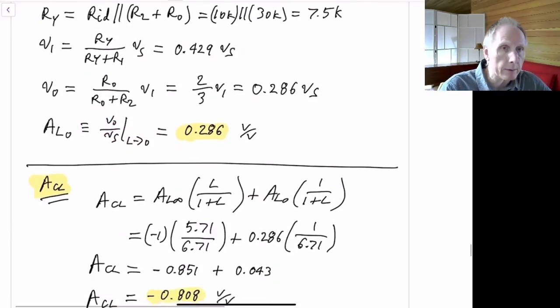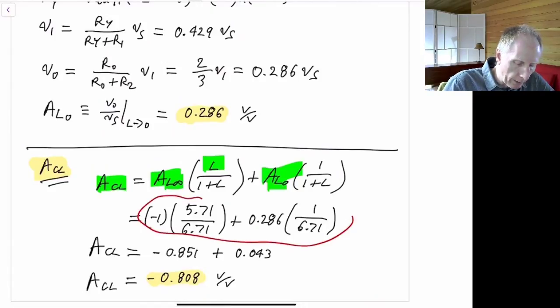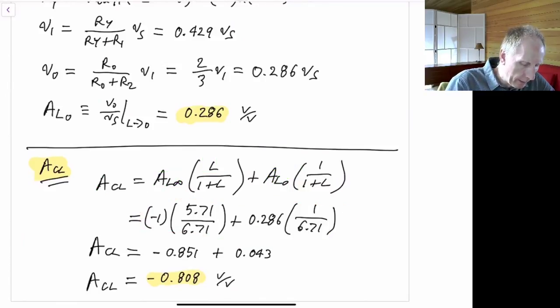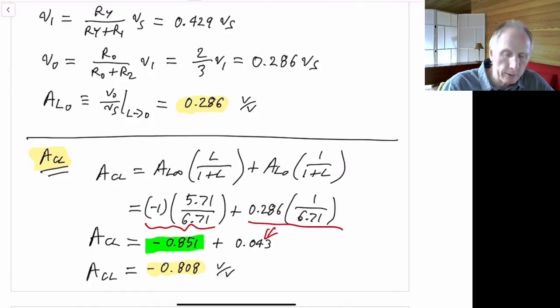We then combine all these known values that we have now, A sub L infinity, L, and A sub L naught, into this equation. We can just write all those values in, and we end up with the gain being negative 0.0858, which is this term here, plus this term, which is 0.043. And that basically results in negative 0.808, which is almost the same as the one just above.